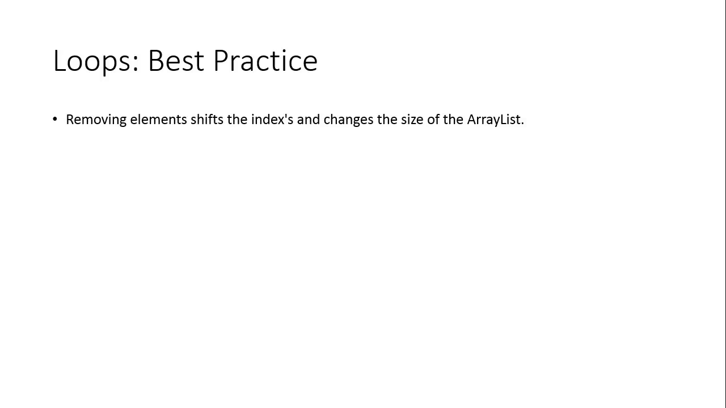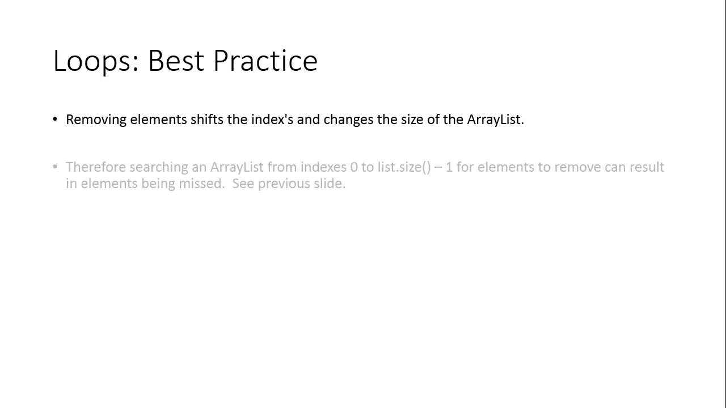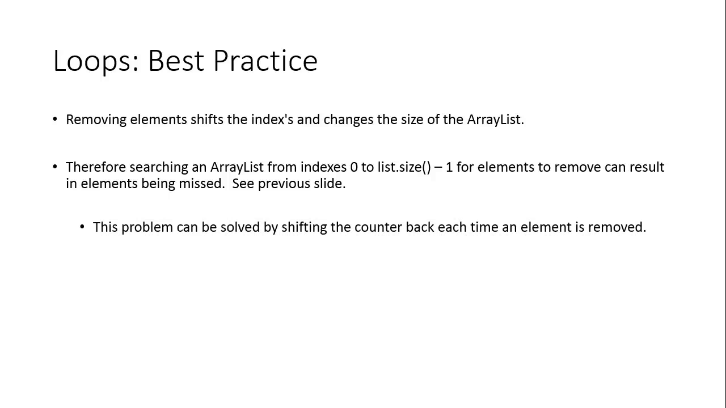And it fails. So we want to talk about best practices when we're using loops in array lists. Removing elements shifts the index and changes the size of the array list. So therefore, searching an array list from index 0 to list.size minus 1, which is the last index, can result in elements being missed. So one way to solve this problem is to simply step your counter back when you remove an element. So if I remove an element, I'm going to subtract 1 from i. Right there. And it's good to be familiar with all these shorthands, especially if you're writing the AP exam.